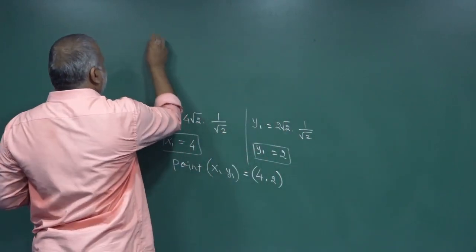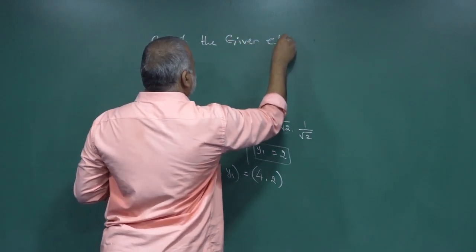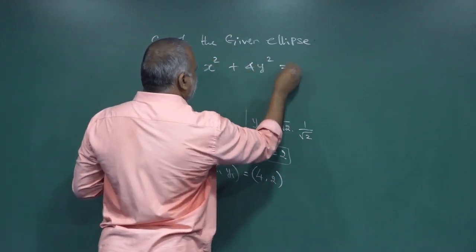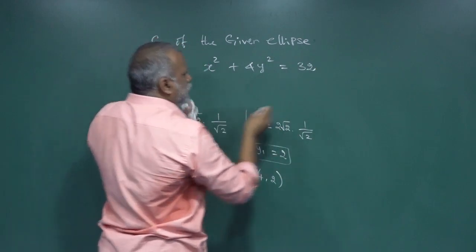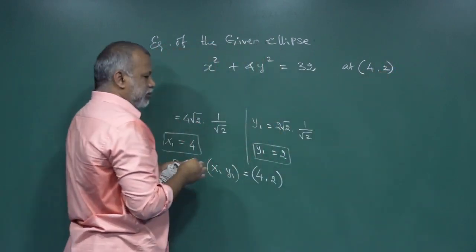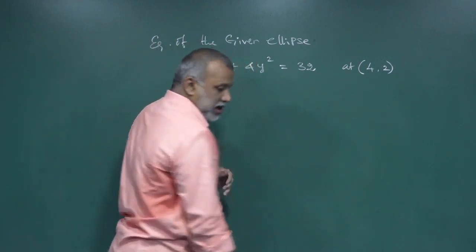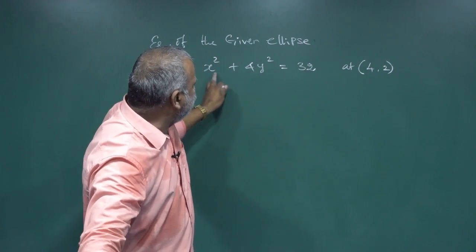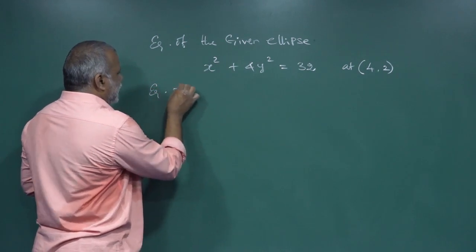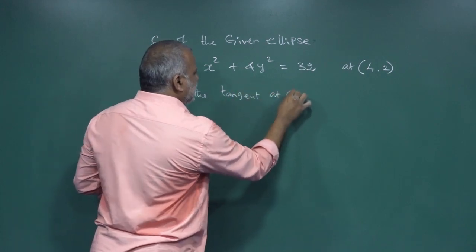Now listen. The equation of the given ellipse is x squared plus 4y squared equal to 32. We already worked out the point 4 comma 2. Now we are going to find the equation of the tangent and normal to this ellipse, x squared plus 4y squared equal to 32, at 4 comma 2. Now listen, the equation of the tangent at x1 comma y1.